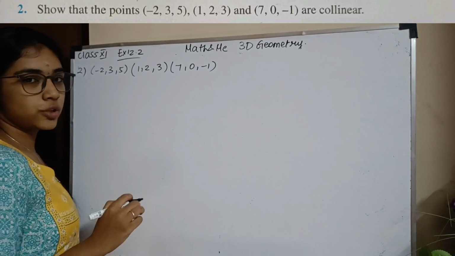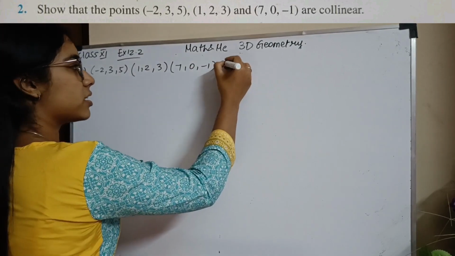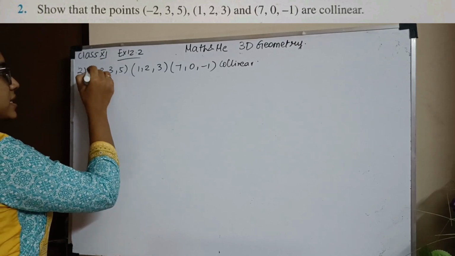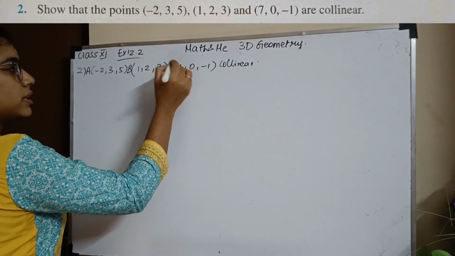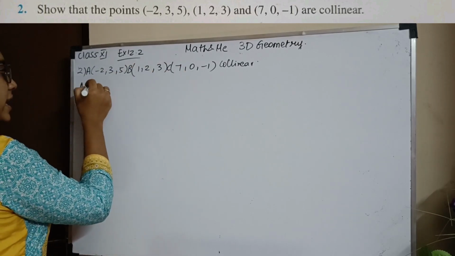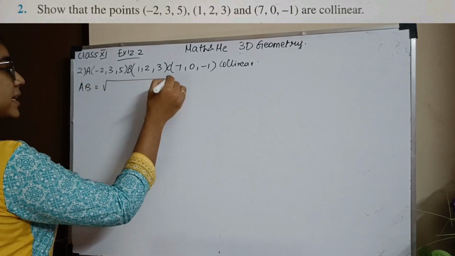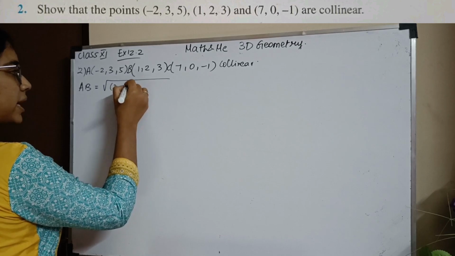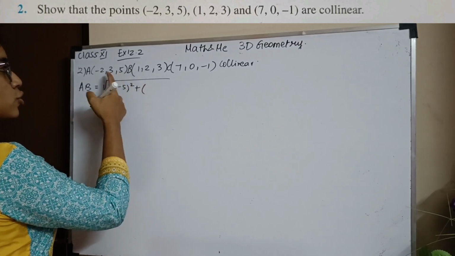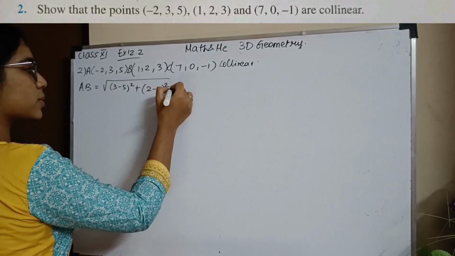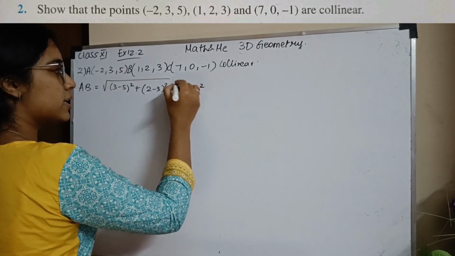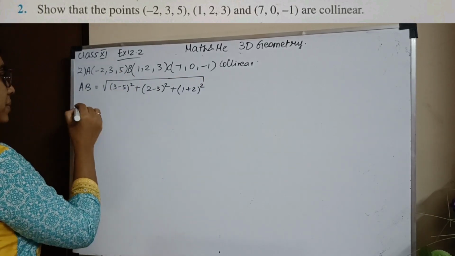Question number 2, I have to show that the given points are collinear. So collinear, it is very similar to the example question. So I will name them as A, B and C. So the distance AB is root of x2 minus x1, 3 minus 5 the whole square, plus 2 minus 3 the whole square, plus 1 minus of minus 2, which is 1 plus 2 the whole square. So this will be my AB.